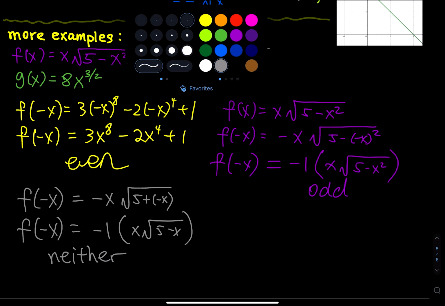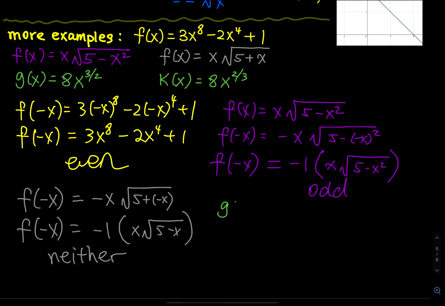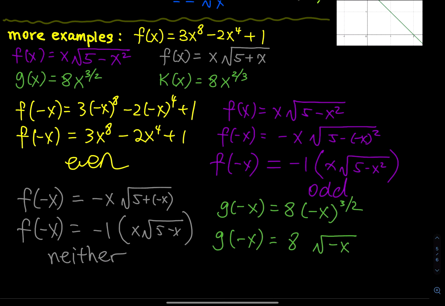How about the green one? So the green one, we have g of negative x equals negative x to the 3 over 2. I will just do it like this first. And then for negative x, the over 2 becomes a square root, and then this is a third power. Do we get anything? You can't even get the x out. You can't even get the negative out because it is in a square root. So this one is neither.